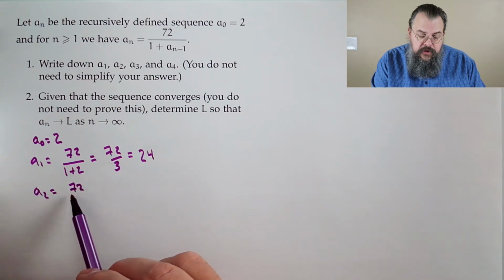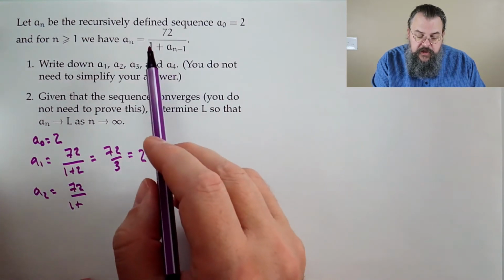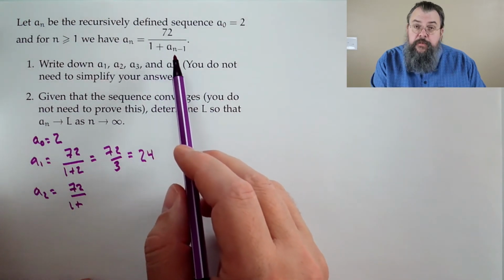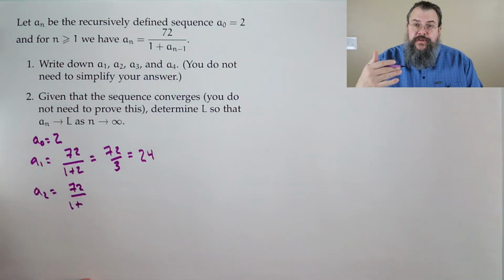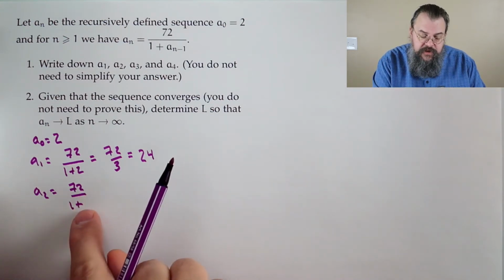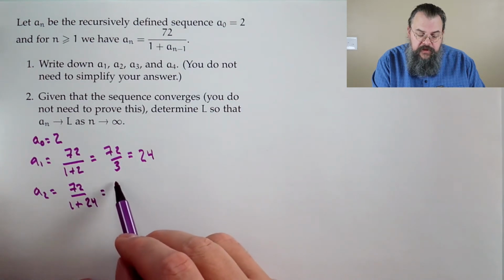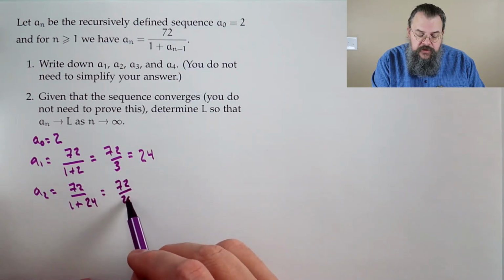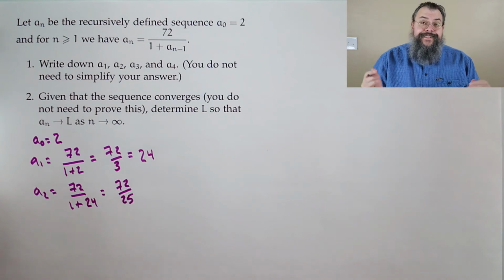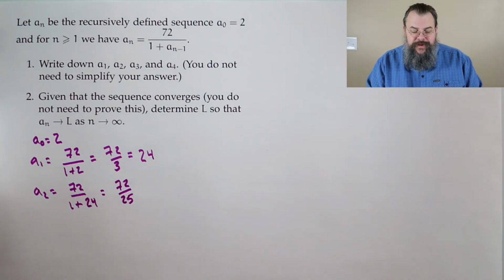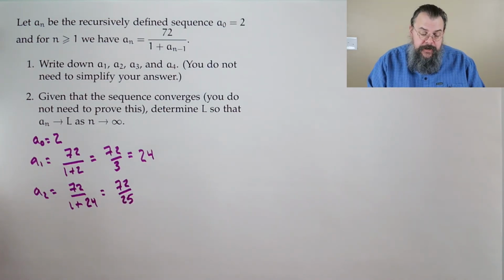So a_2 would be what? Well, 72 over 1 plus, see, that's the rule, right? 72 over 1 plus the previous term. That's what we mean by recursive. You build off of the previous case. So in our case, the previous case is 24. All right? So that makes it 72 over 25. And that doesn't simplify. All right.